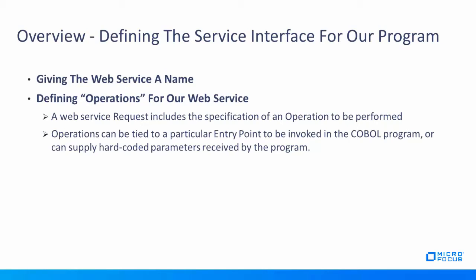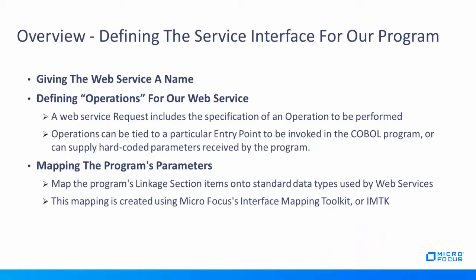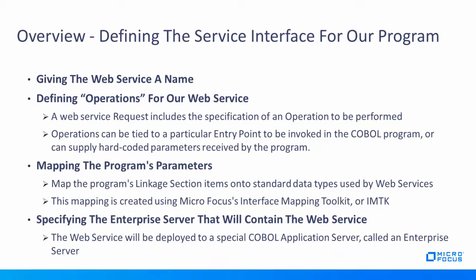We'll be setting up two operations for our COBOL program, related to the addition and subtraction tasks our program can perform. Mapping the program's parameters. We'll map the parameters in the program's linkage section onto standard data types used by web services. This mapping is created using Micro Focus's Interface Mapping Toolkit, or IMTK. Finally, we'll specify which COBOL application server, called an enterprise server, will contain our deployed web service.